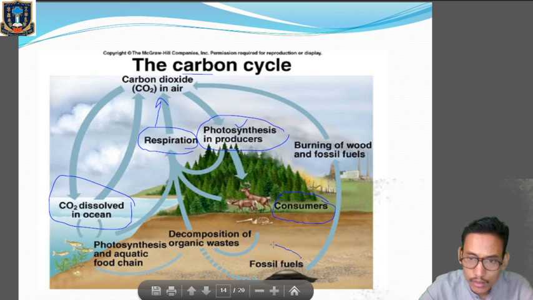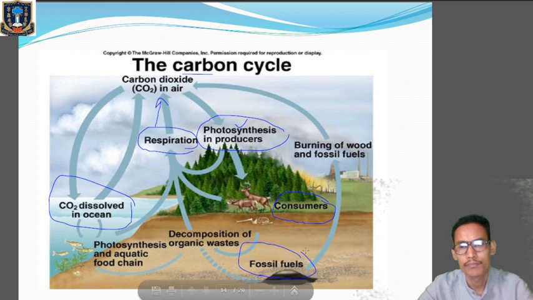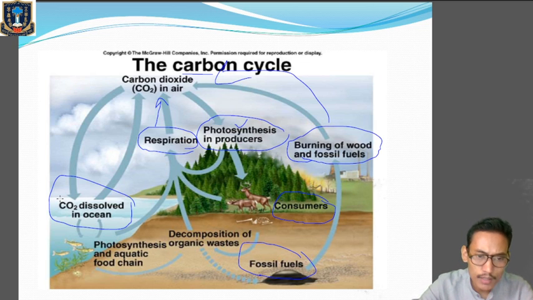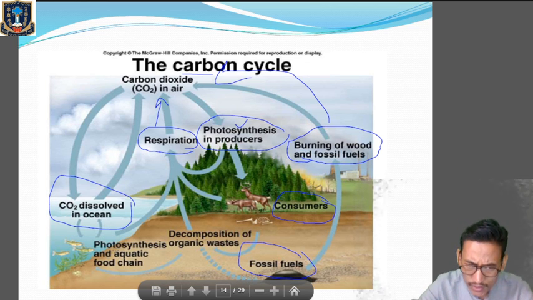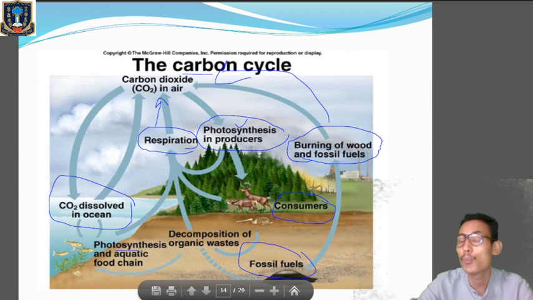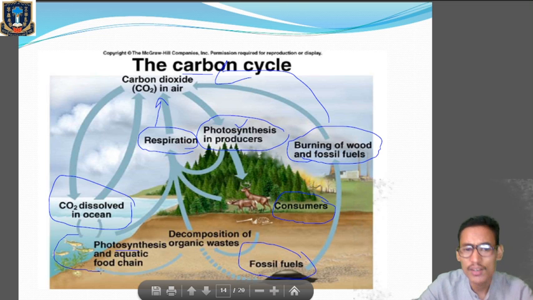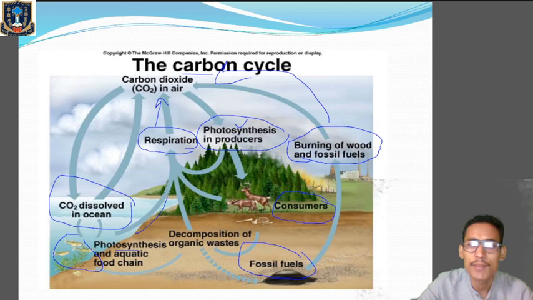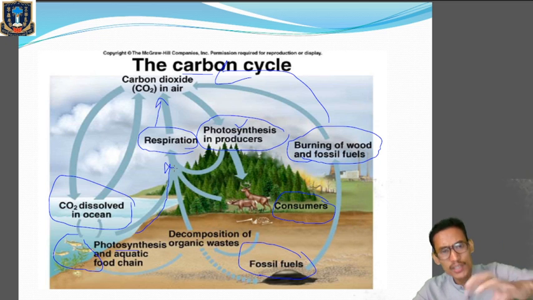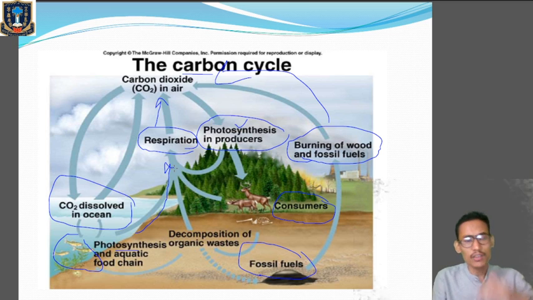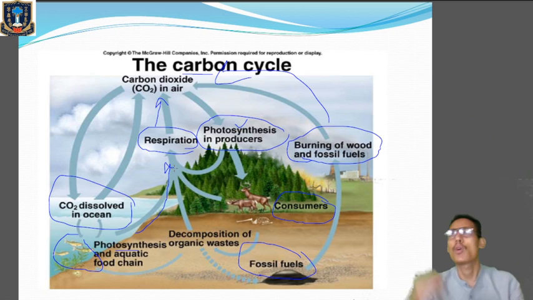Now when fossil fuels are burned, it will also release carbon into the air. Carbon dioxide dissolved in the ocean will be utilized by the aquatic phytoplankton for photosynthesis, and those consumers will again utilize it and release the carbon dioxide back into the air. So over here the carbon is being utilized, but at the same time it is also being released into the air from where it is coming.